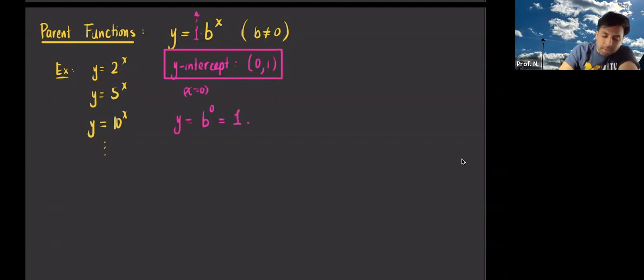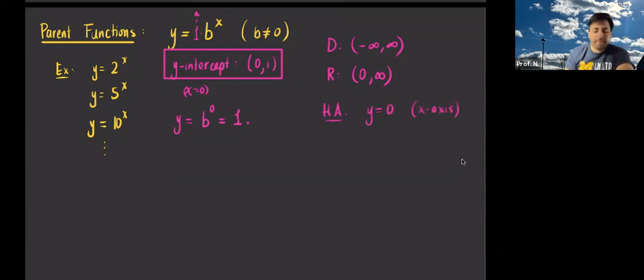What else do we know about the parent functions? The domain is all real numbers. That's always going to be the case. The range is above the x-axis, and the horizontal asymptote is always going to be y equals 0, the x-axis, okay? So these are my parent functions. Now, of course, we're not just going to stay there, right? We're going to do certain things to it.